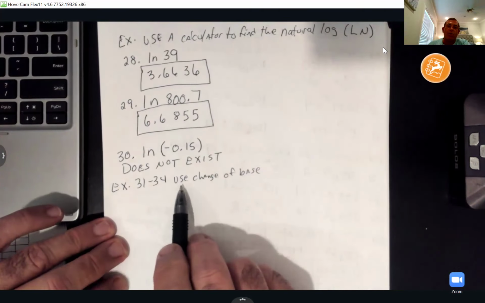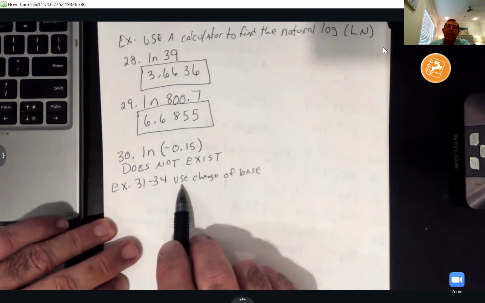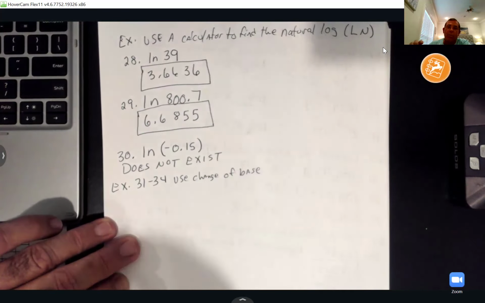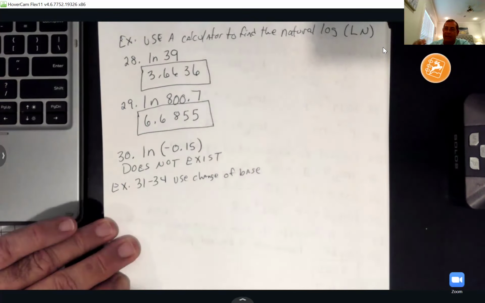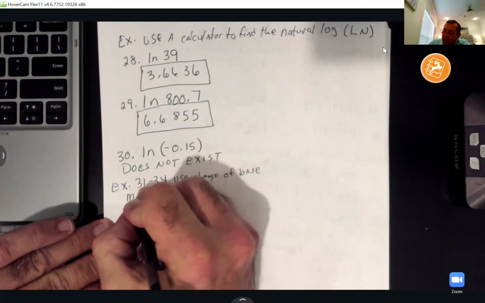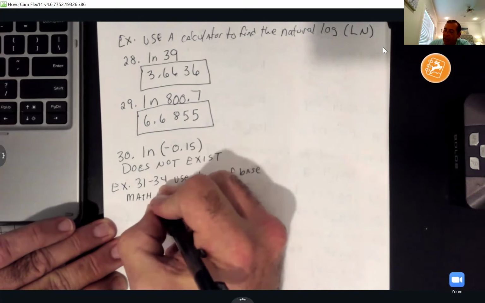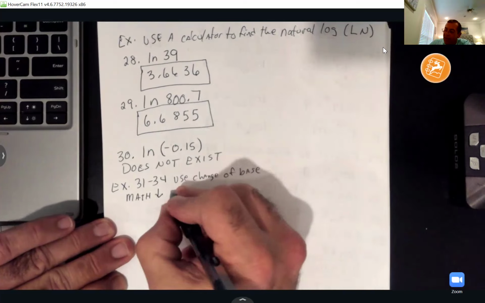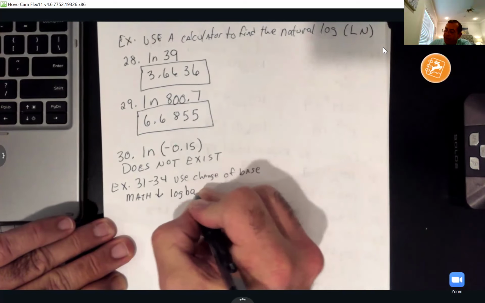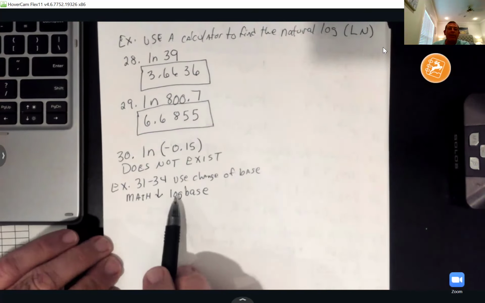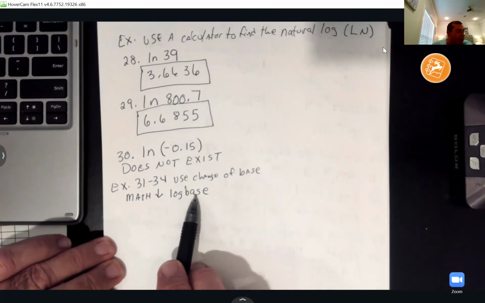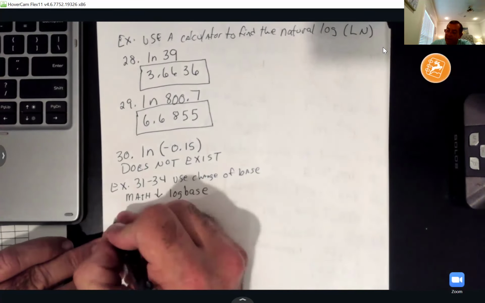Well, that was old school. Instead, when we say use change of base, we want you to use the log base that's in the calculator. So remember, go to math, scroll down and find log base. Log base will let you punch them in and give me an answer, okay?